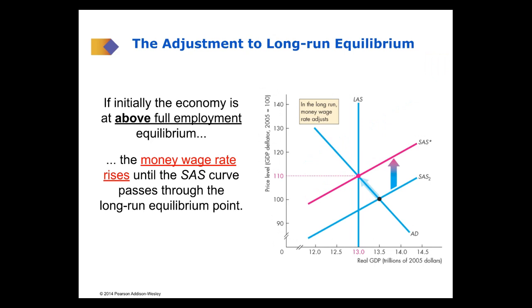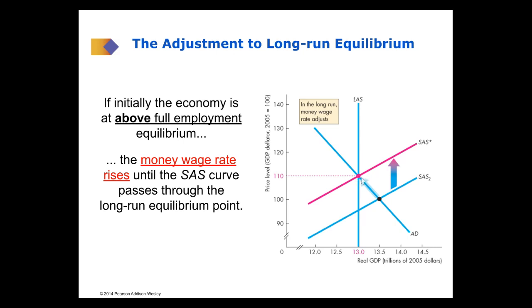Here's an example where we're initially above full employment equilibrium. So the real GDP is above potential GDP. We're above full employment equilibrium. And so in this case, the money wage rate rises. The short-run aggregate supply curve starts to contract and keeps moving until it reaches the magenta line here. And we're back at the long-run macroeconomic equilibrium because the two sloping curves, the short-run aggregate supply and the aggregate demand curve, intersect each other at the point where we're at the potential GDP. The real GDP is equal to potential GDP. So this is where the long-run macroeconomic equilibrium is.